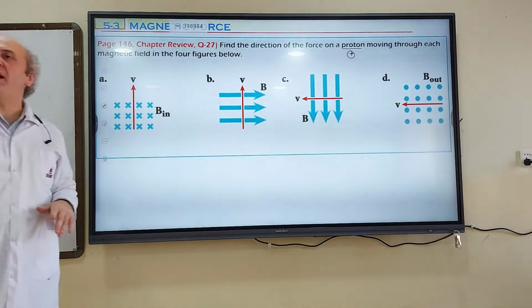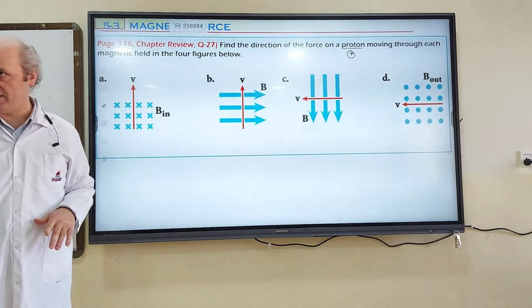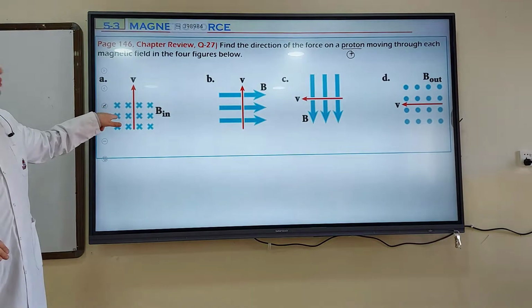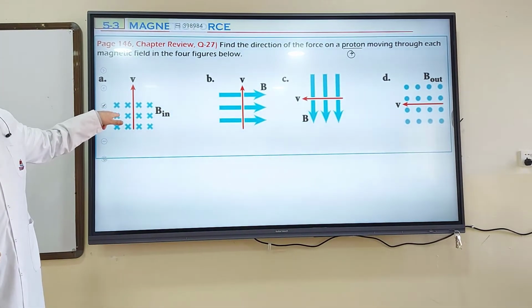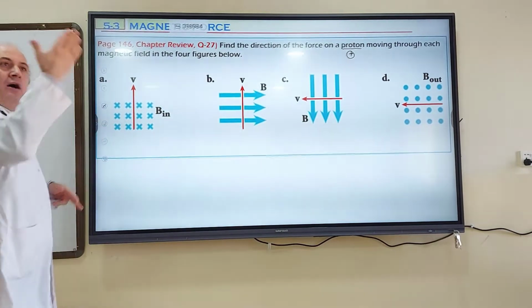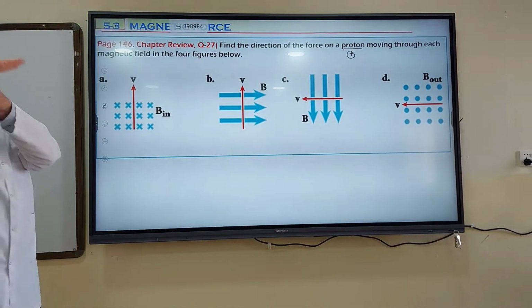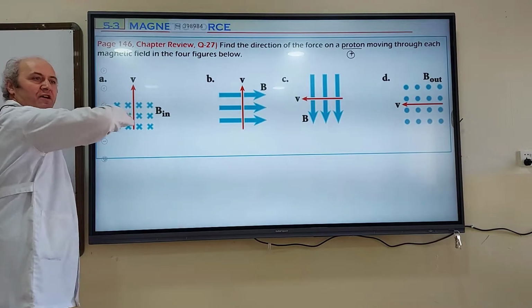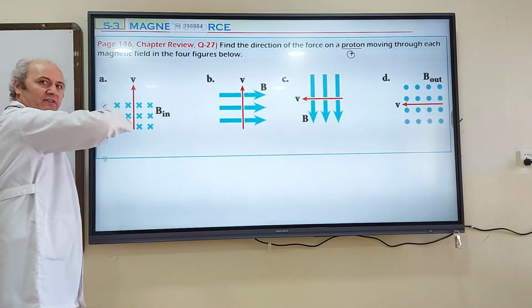Always start with the magnetic field. Now these dots and crosses represent magnetic field lines. Is it into the page, into the board? Yes. Just take your forefinger and show the direction of the magnetic field. Is it showing the direction of the magnetic field now?